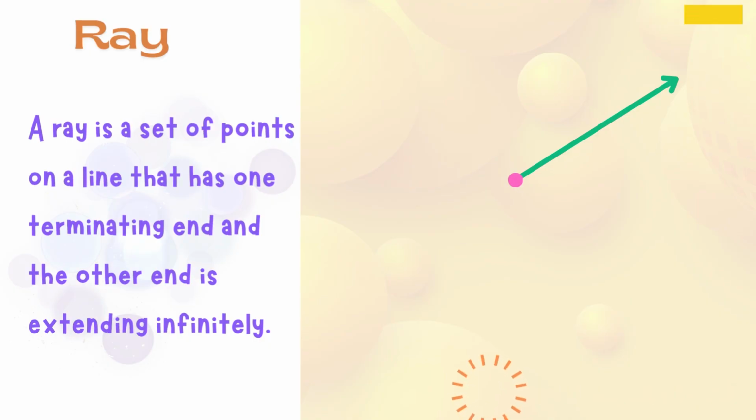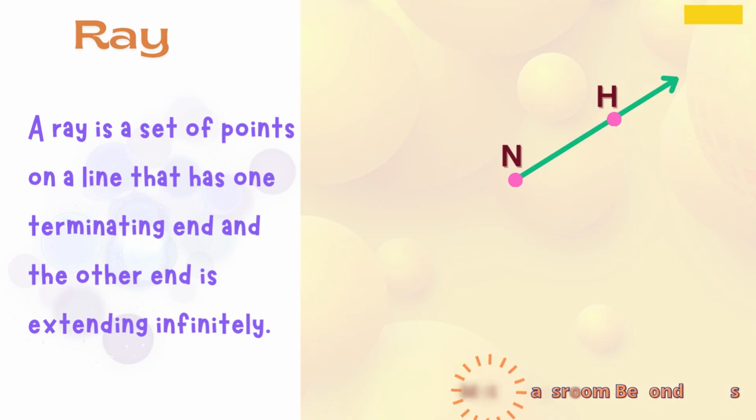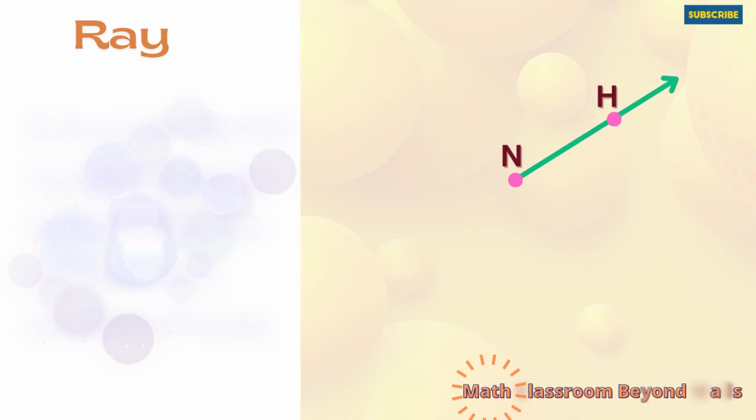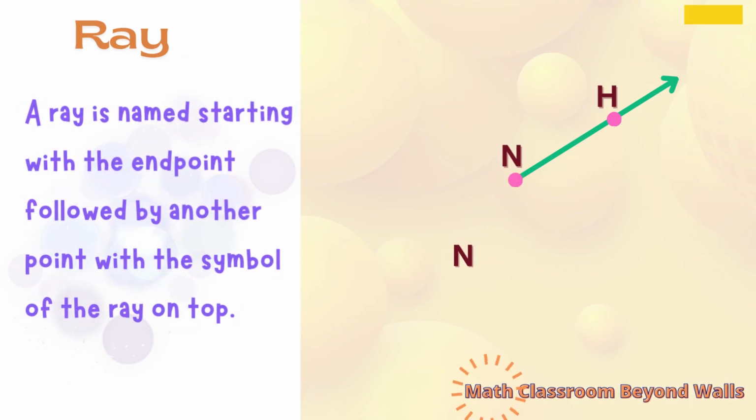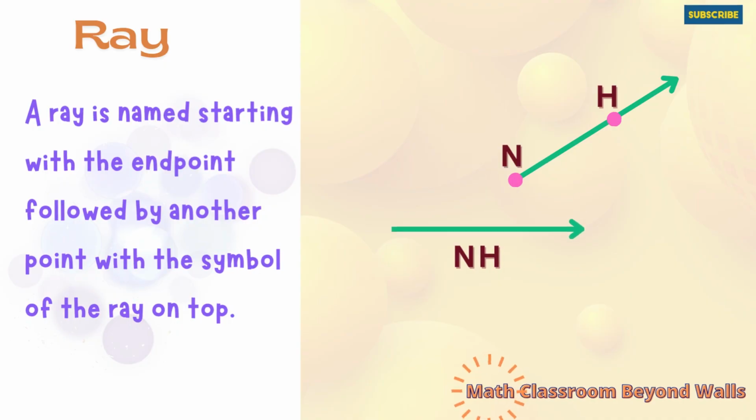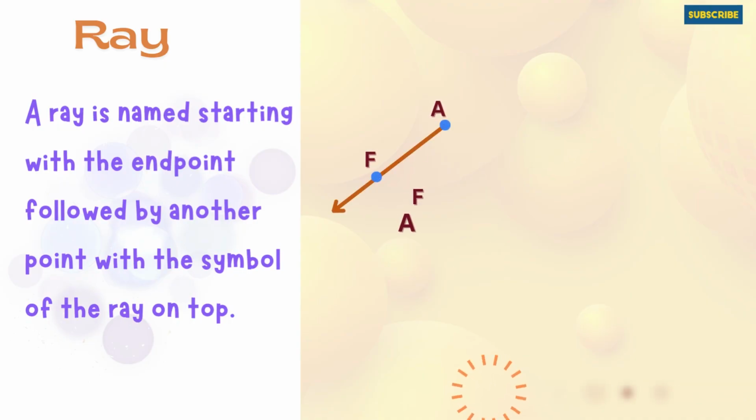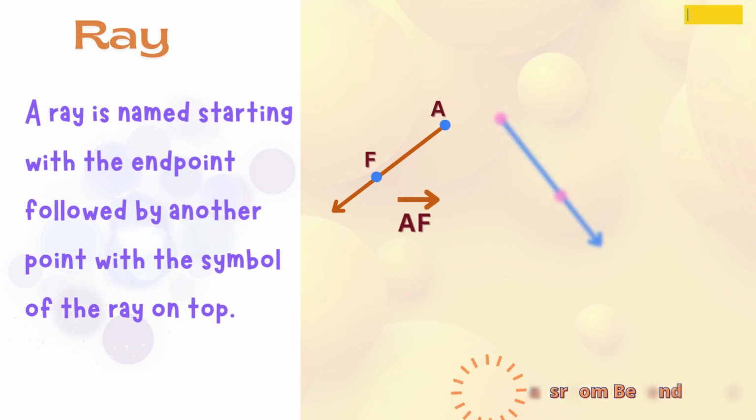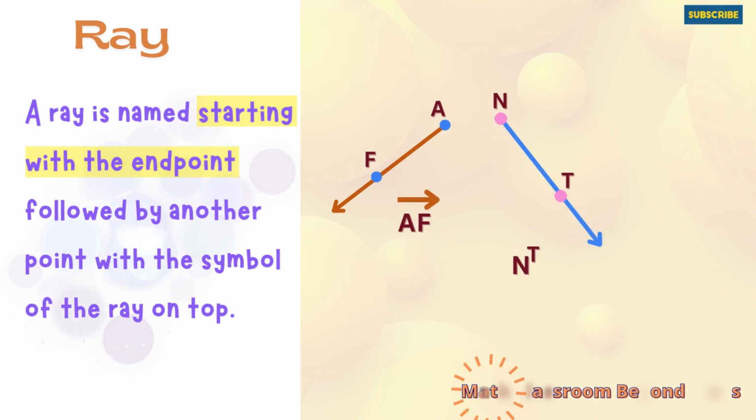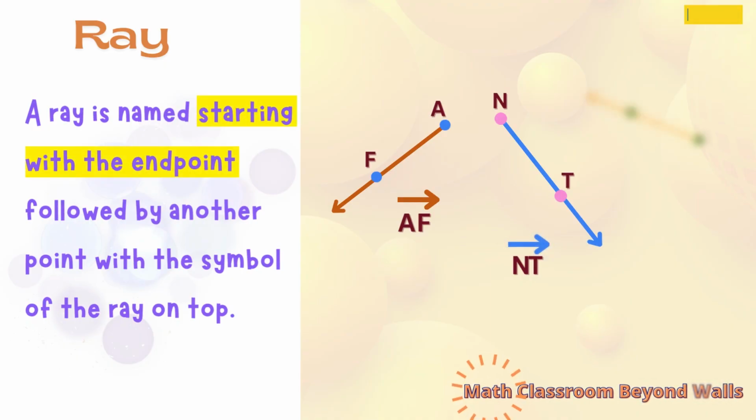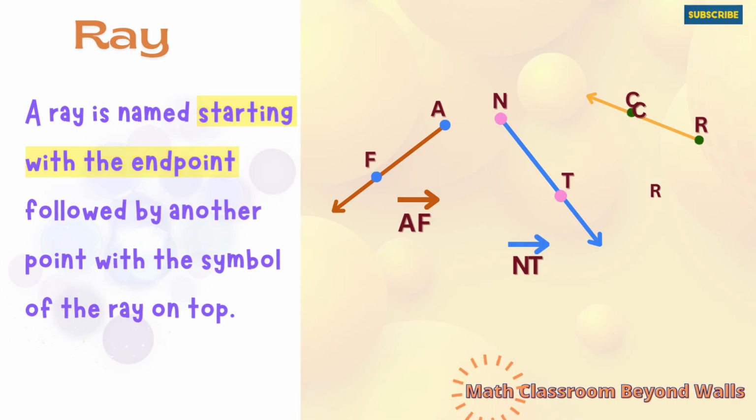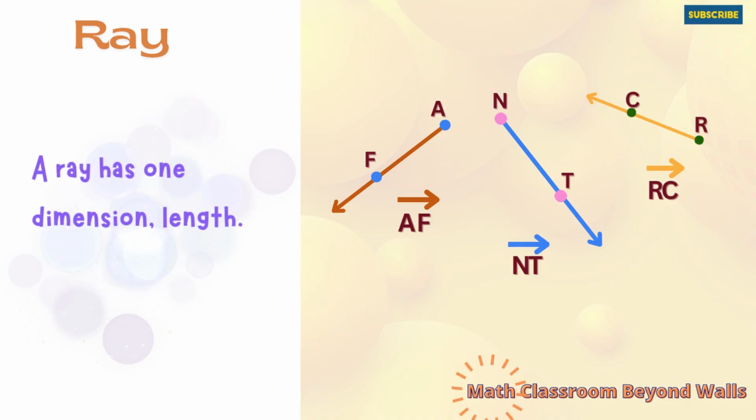We will particularly label the endpoint and another point on the ray. With 2 points labeled, we can now name the ray by having the endpoint first, followed by the other point, with the symbol of the ray on top that is directed to the right, away from the endpoint. Remember these, learners, the order of the letters is important here. The name always starts with the endpoint. Just like a line, a ray has one dimension, length.